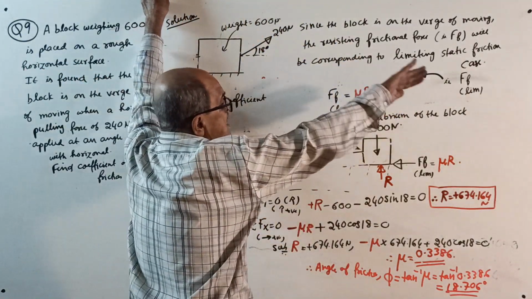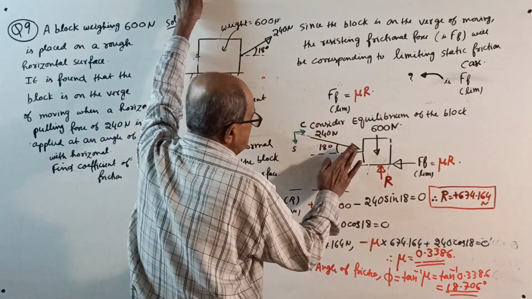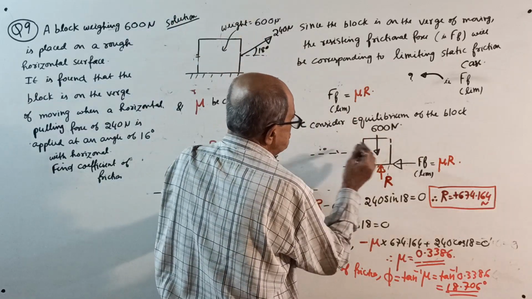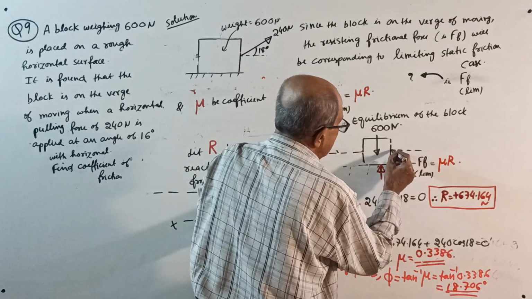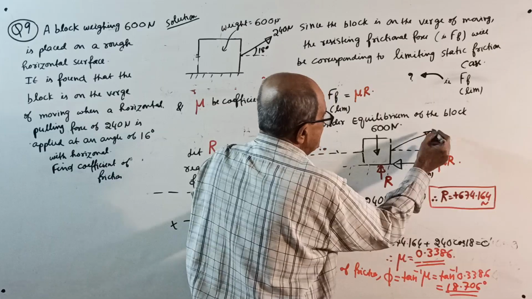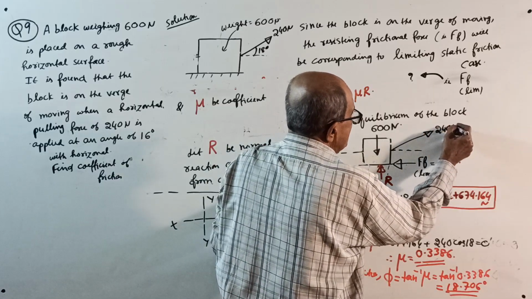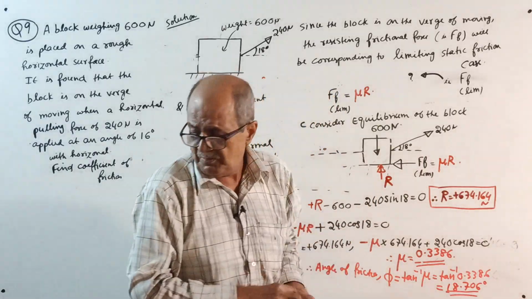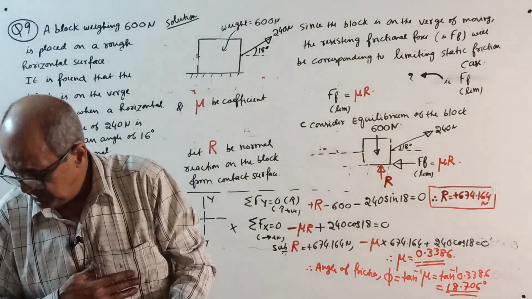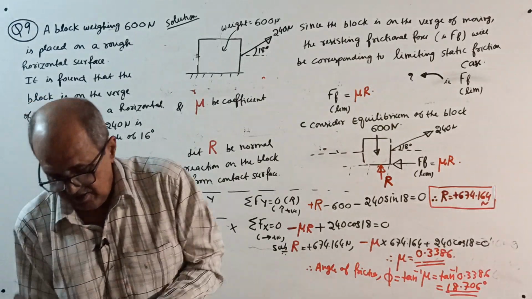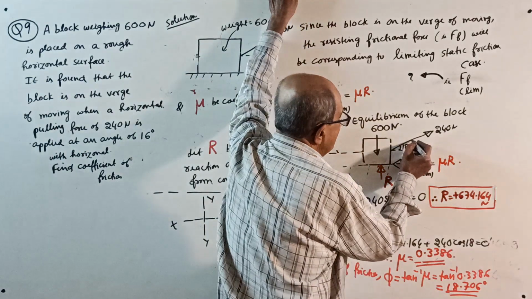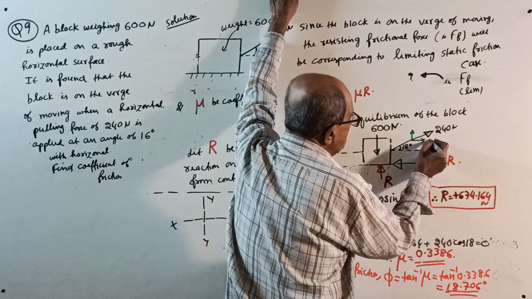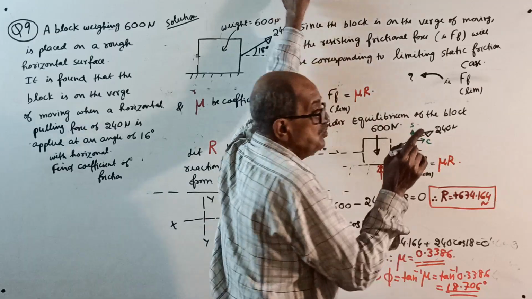Then as usual, write all the statements. It is being pulled to the right side, frictional force is on the left side. When you write the free body of the block, you should show 240 Newton at an angle of 18 degrees. When you resolve now, you get a right side component and an upward component. This is the horizontal component cos, this is sine.